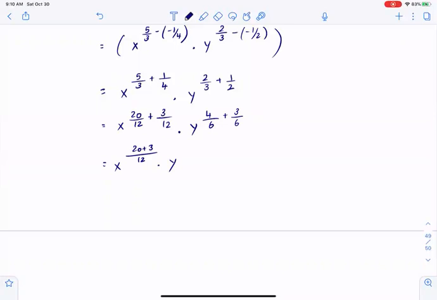So we can combine the numerators. So for x, it is 20 plus 3 over 12. For y, it is 4 plus 3 over 6. So the final answer is x raised to 23 over 12 and y raised to 7 over 6.